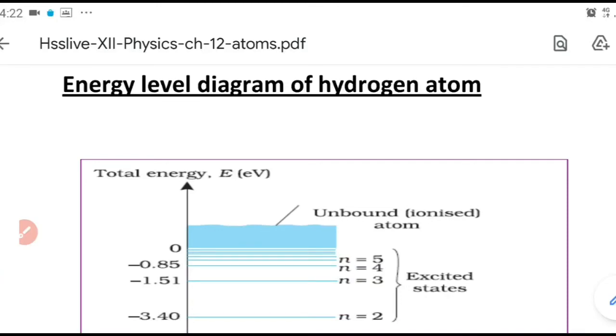Welcome to today's lesson in physics. Today we are discussing the energy level diagram of the hydrogen atom.